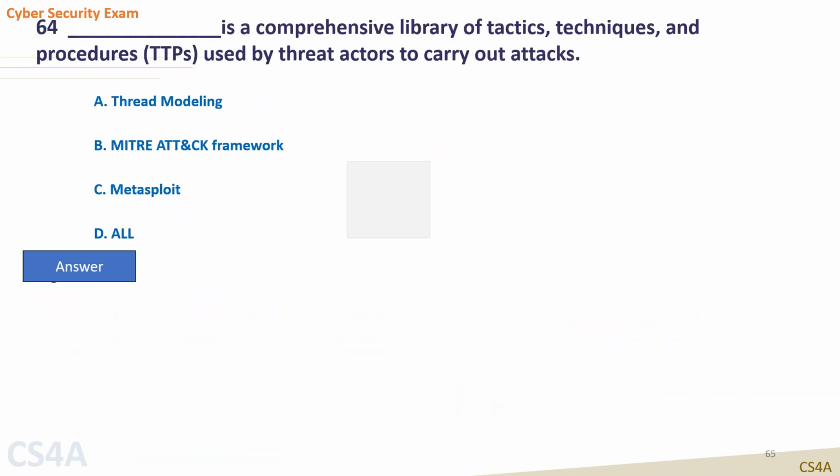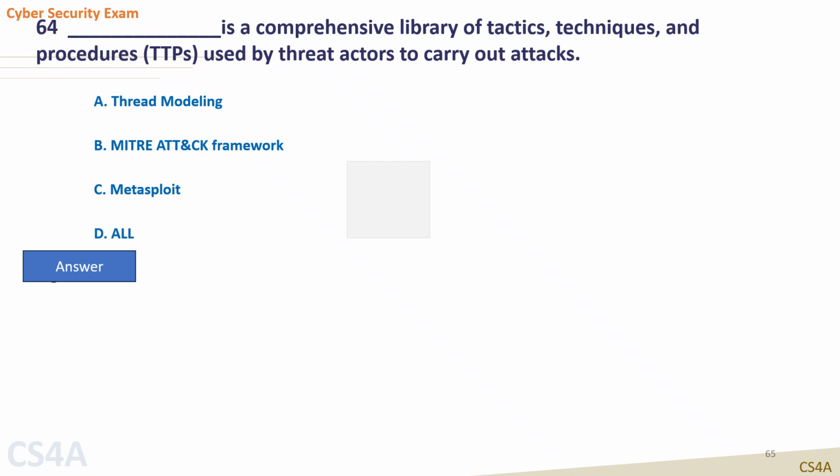So here the question is, what is a comprehensive library of tactics, techniques and procedures used by threat actors to carry out attacks? The options are: threat modeling. Threat modeling is not the correct one because threat modeling is used in the secure software development lifecycle. It is used to find vulnerabilities in the software design. We give the data flow diagram, and the threat modeling tool will give the assessment of any vulnerabilities or threats in that architecture. So that is not the correct one.